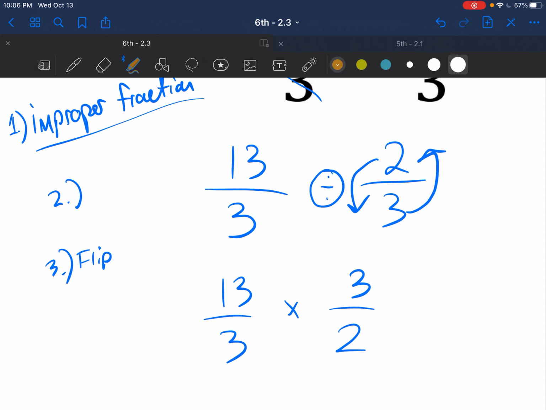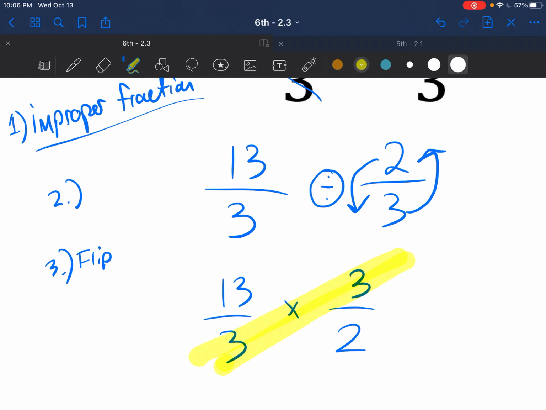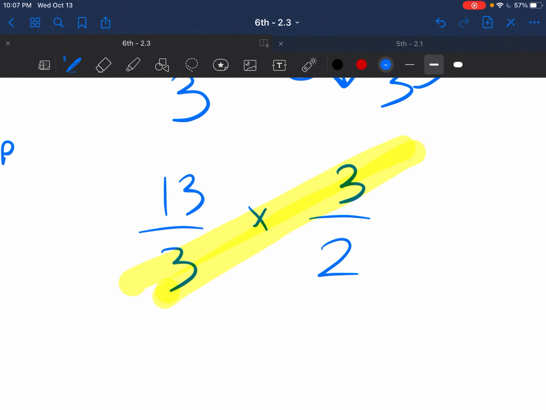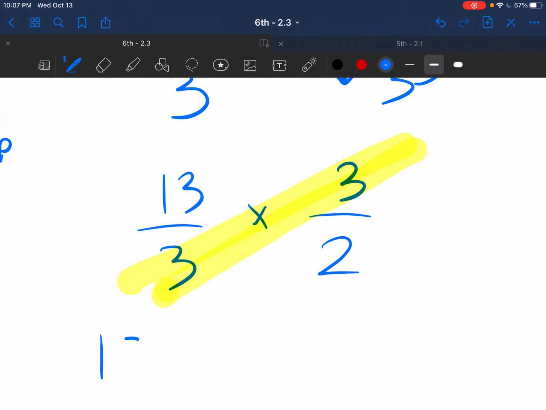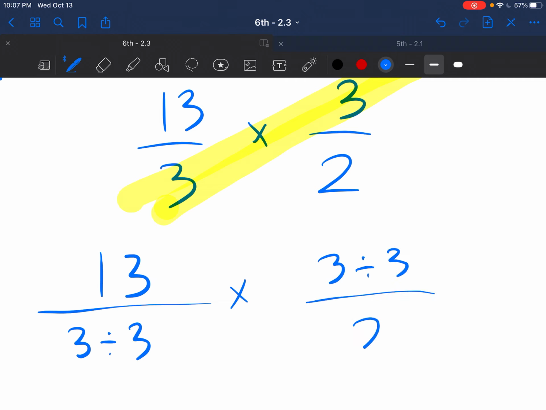But before we multiply, we're going to try to simplify. So let's see. Is there a number that we can simplify? Yes, there is. It's going to be this one right here. So rewrite your problem. What number can go into 3 and 3? Well, it's going to be 3. So 3 divided by 3, and 3 divided by 3 over 2.